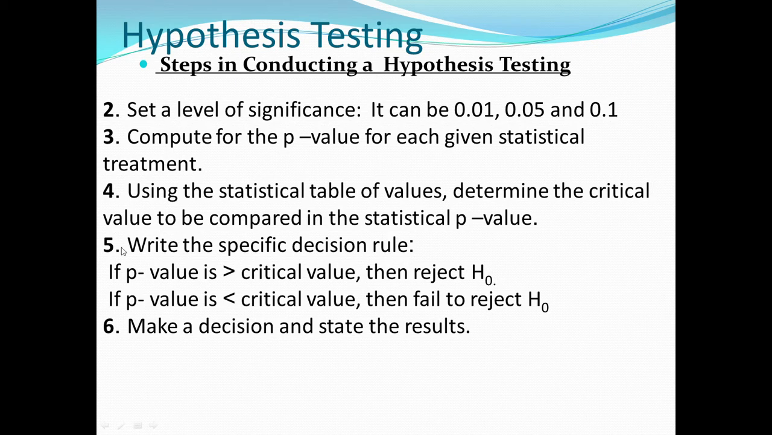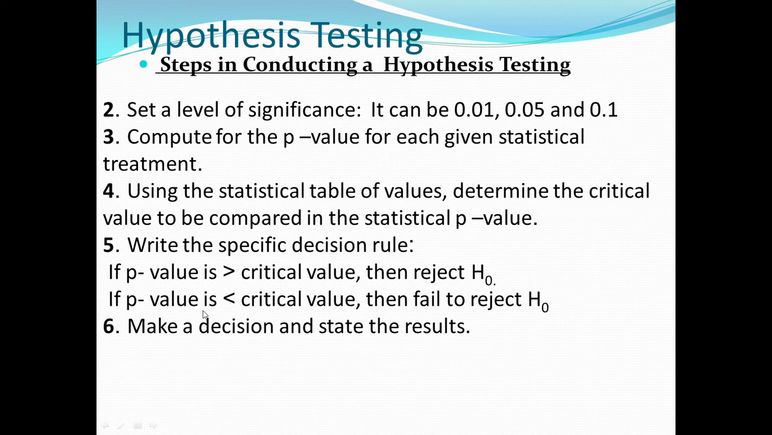And then, number 5, write the specific decision rule. Okay? So, ito yung decision rule natin. If the p-value or the computed value is greater than the critical value, then reject the null hypothesis. Okay?